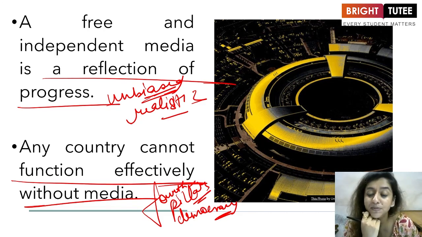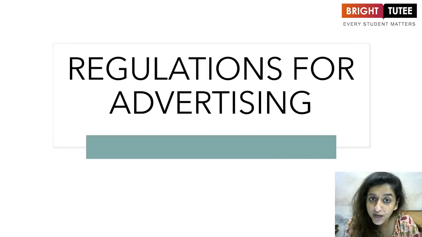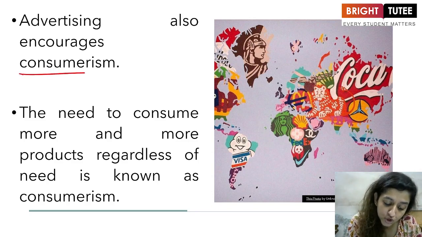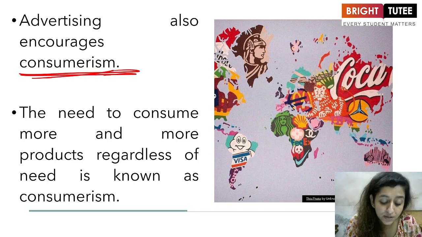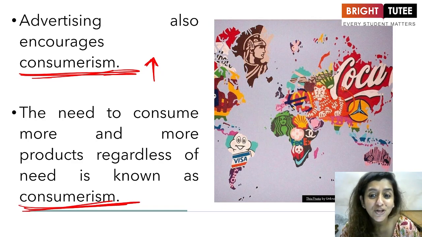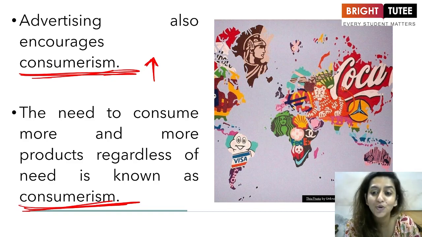Coming to the next topic, what are the regulations of advertisements? It's not that anything and everything that you want to be advertised and shown in public will be allowed. So there ought to be certain regulations for advertising as well. Starting with, advertising also encourages consumerism. The more you advertise, it is said, the more increase is seen in consumers. The need to consume more and more products regardless of the need is called consumerism. When you do not actually need a Kinder Joy, but because of seeing that advertisement you want to consume it, that is known as consumerism, wherein you do not have an actual need, but just because of the influence, you develop that need.